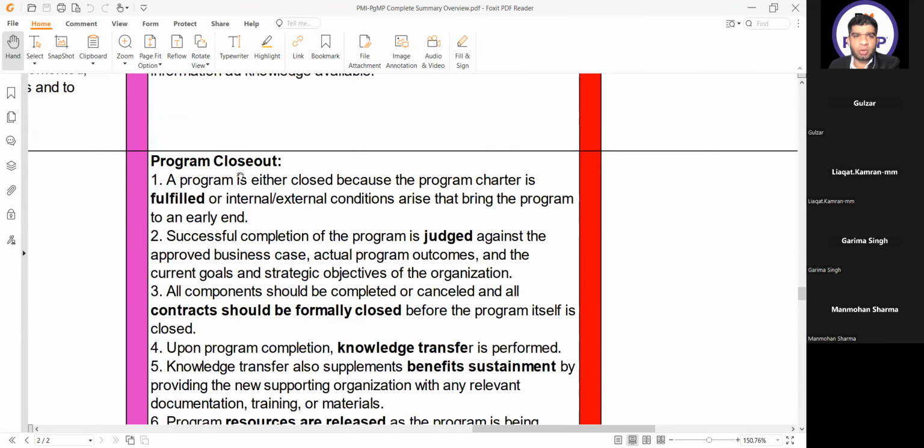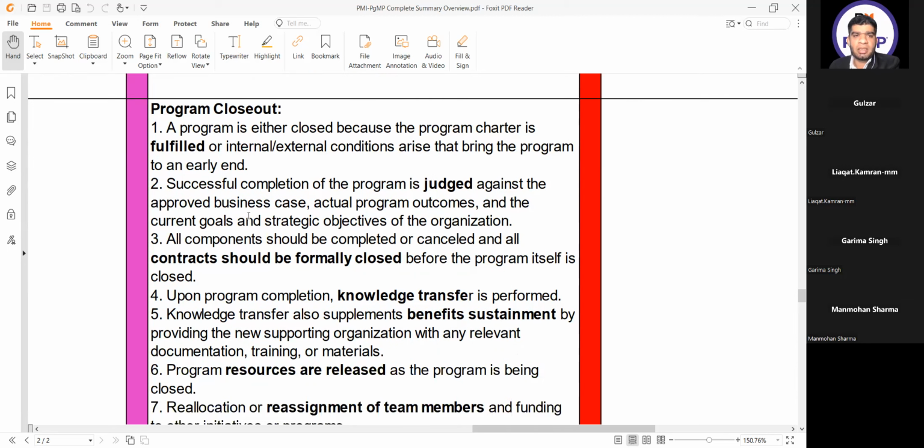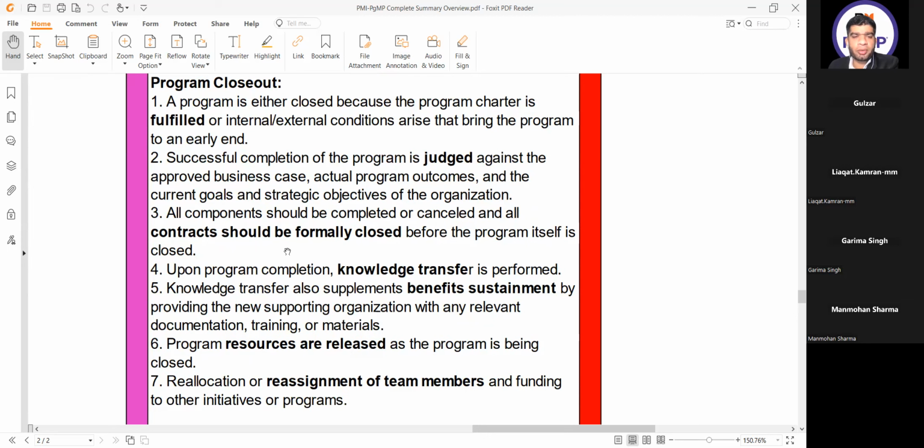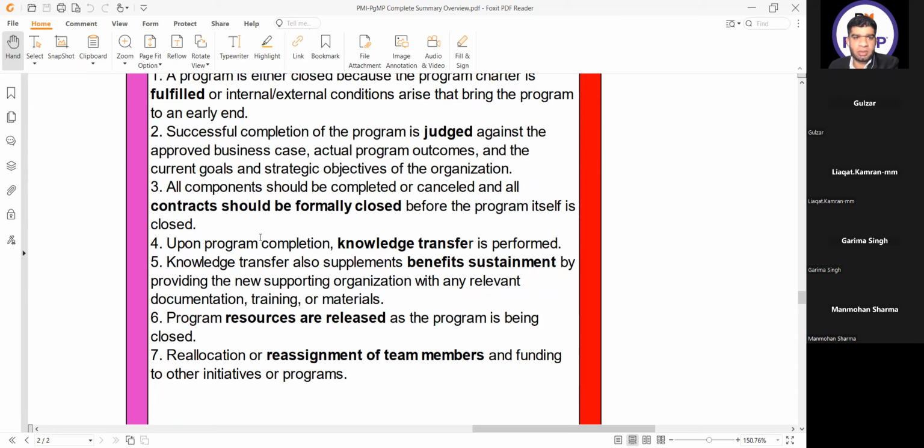Then we have the program closeout. A program is either closed because the program charter is fulfilled or internal or external conditions arise that bring the program to an early end. Successful completion of the program is judged against the approved business case, actual program outcomes, and the current goals and strategic objectives of the organization. All components should be completed or cancelled, and all contracts should be formally closed before the program itself is closed.